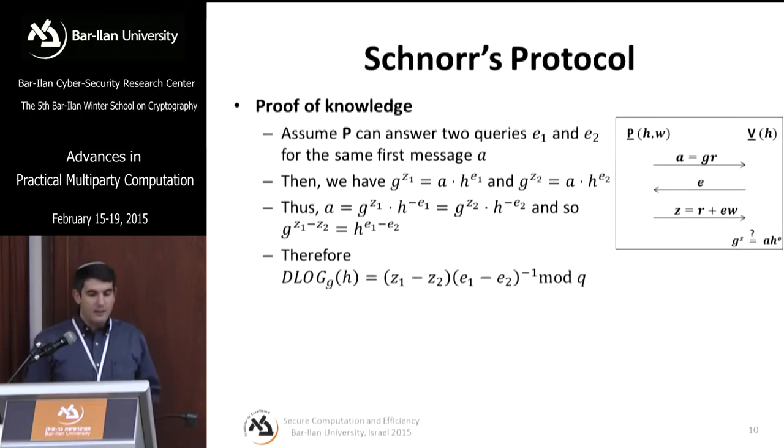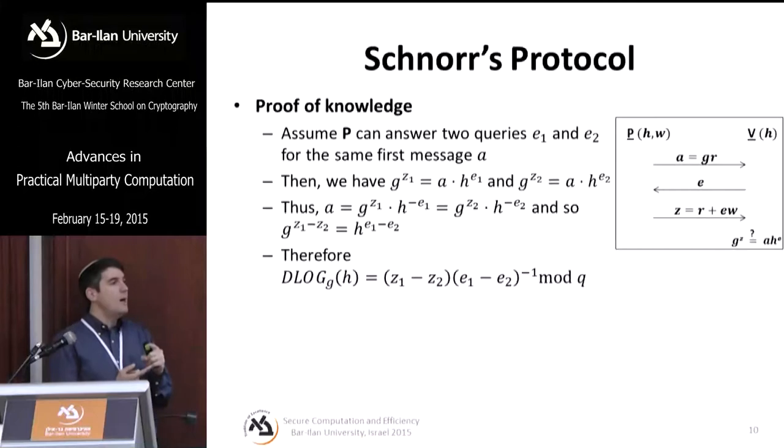Okay, but where am I going with this? This actually means that the exponent for H, H to the W, is actually G to the Z1 minus Z2 divided by E1 minus E2. If you raise G to the power of this value, you'll get H. So this is actually the discrete log of H.